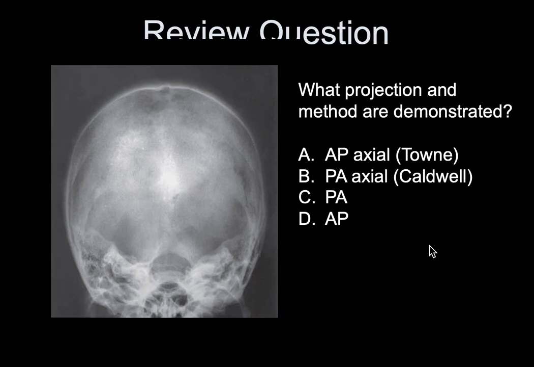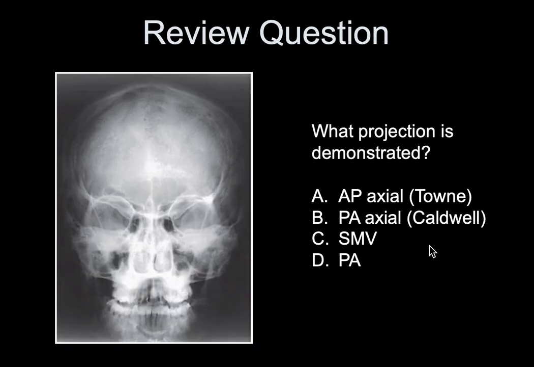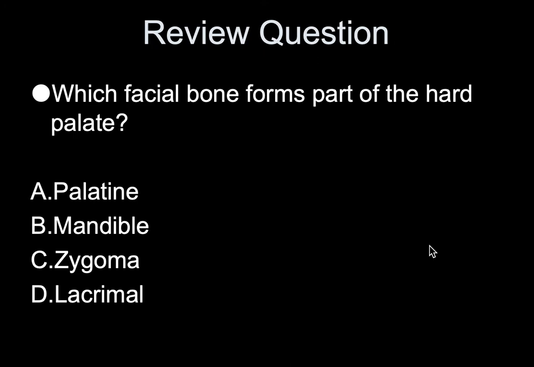What projection and method are demonstrated? Is it the AP axial Towne, PA axial Caldwell, PA, or AP? AP axial Towne. Which projection is demonstrated? We should know that an SMV is an SMV is an SMV. Review question. Which projection is demonstrated? Where are the petrous ridges? PA axial Caldwell, the lower third of the orbits.